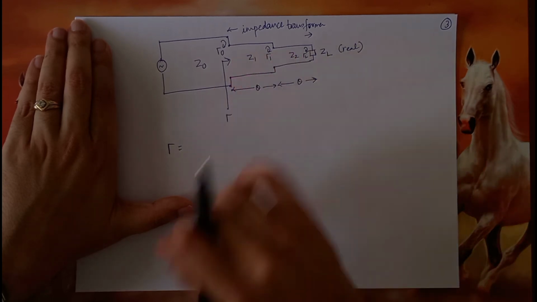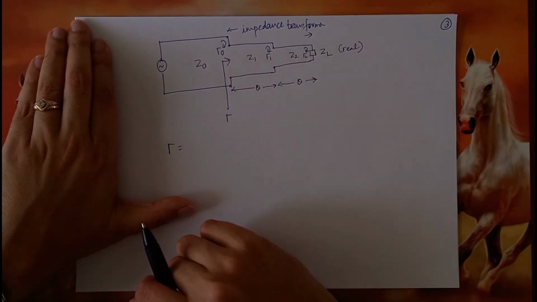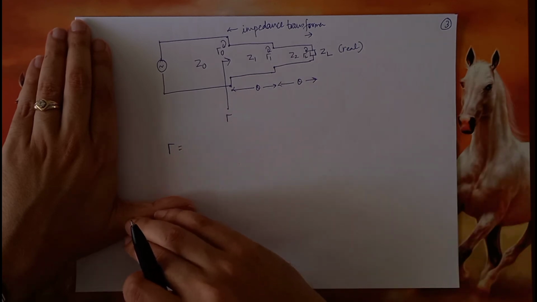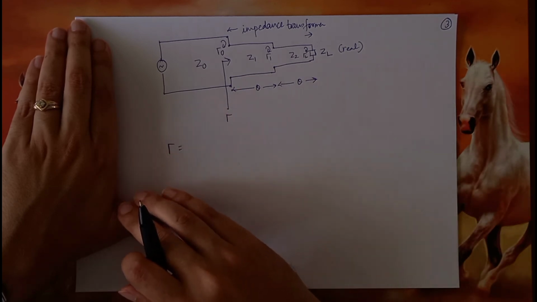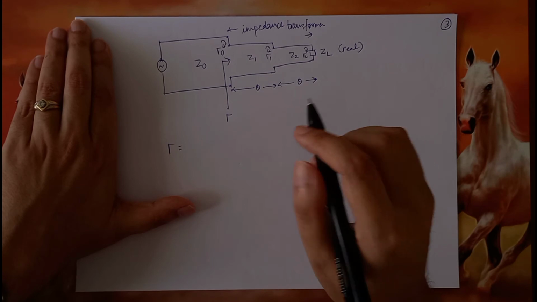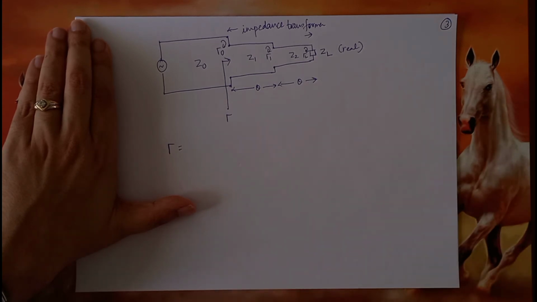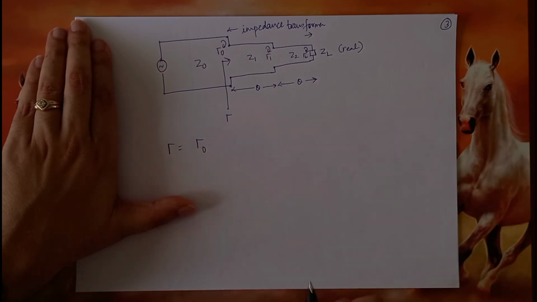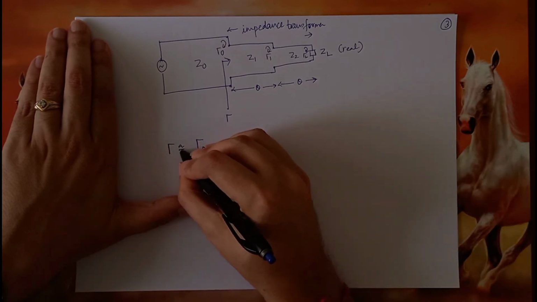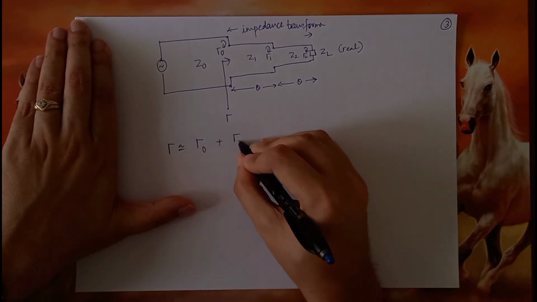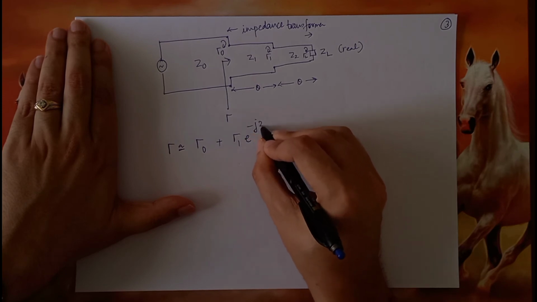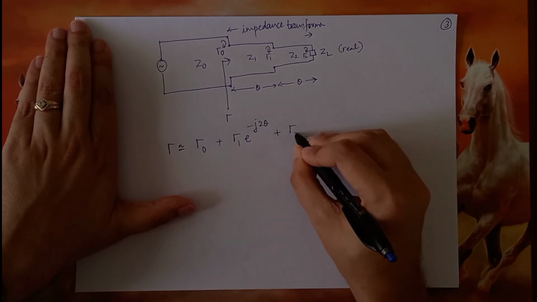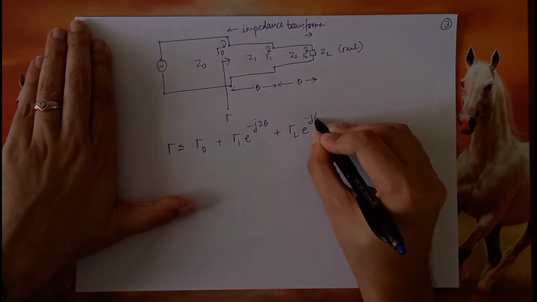But if you try to draw a bounce diagram for this, it would be too lengthy. It's doable, but it's very time consuming. So therefore, if you apply the theory of small reflections here also, you can actually prove that gamma can be approximated as gamma 0 plus gamma 1 times e raised to minus j2 theta plus gamma L e raised to minus j4 theta.